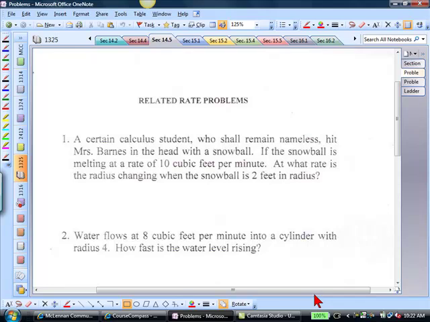Okay, so the things that I would write down before I change this off the screen would be that it's melting at 10 cubic feet per minute. So write that down somewhere. It's not at the beginning of your problem. We're going to organize this. But for those of us that don't have the sheet, I would write this last sentence: at what rate is the radius changing when the snowball is 2 feet in radius?